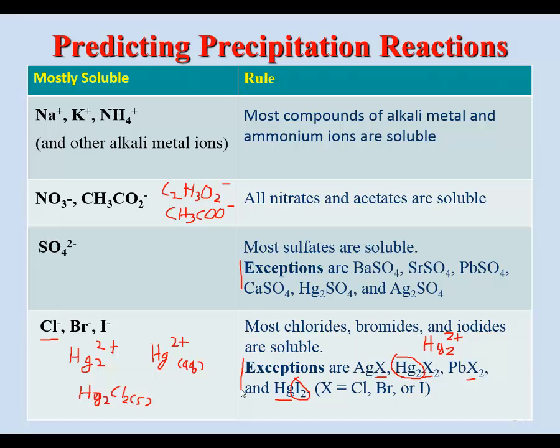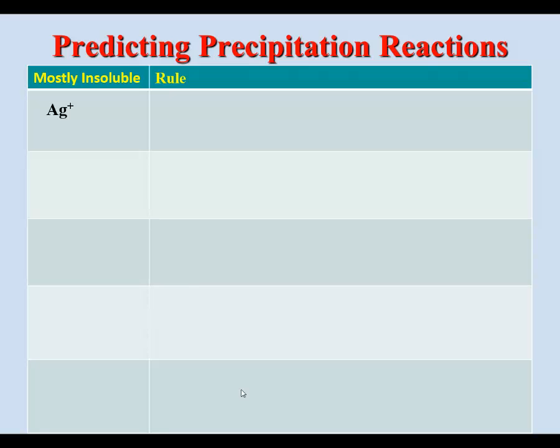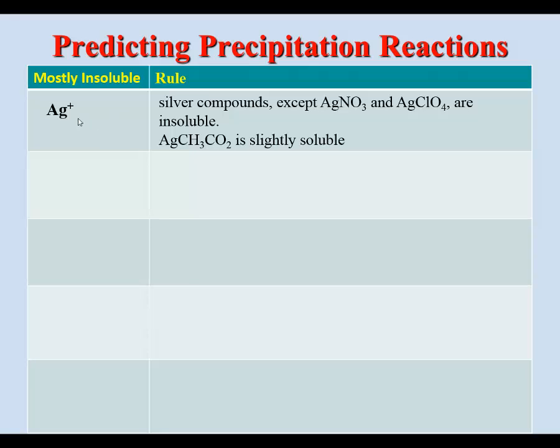Now let's consider ions that are usually insoluble and the exceptions where they might be soluble. So the next slide will be when we have ions that are usually insoluble, but you must learn the exceptions. So if I see silver-containing compounds that are ionic, they tend to be insoluble unless I have some of my soluble anions that we've already discussed. So if I see silver cations with nitrate or perchlorate, then those compounds are soluble. So silver nitrate and silver perchlorate are soluble.